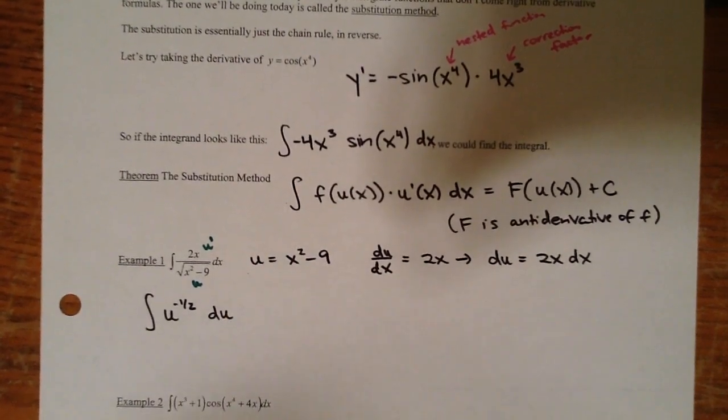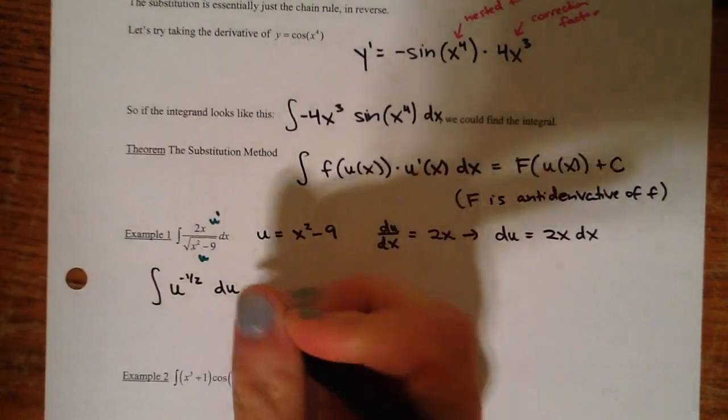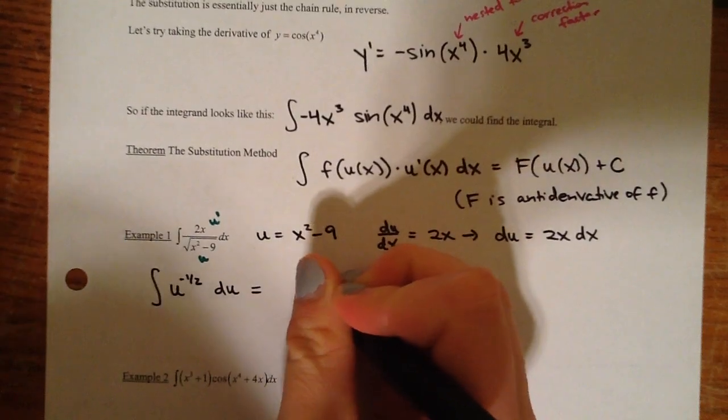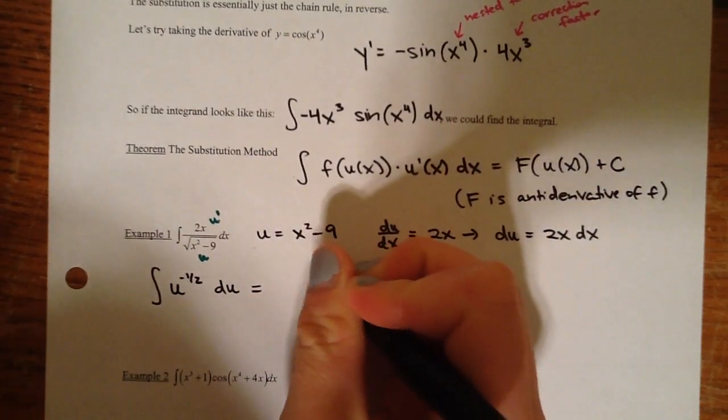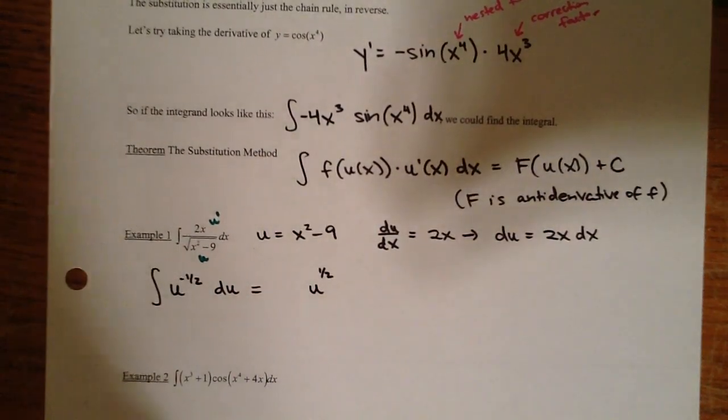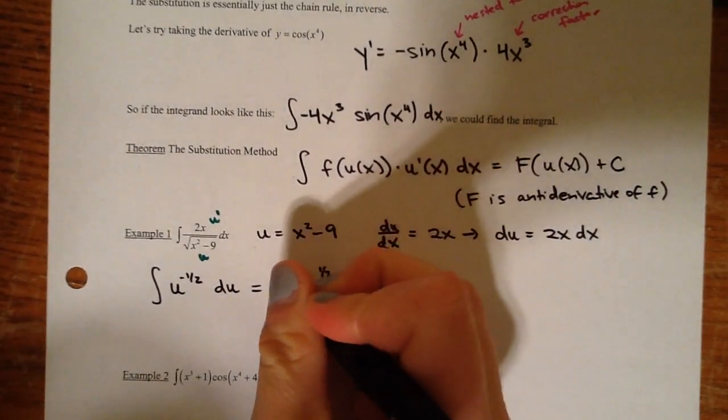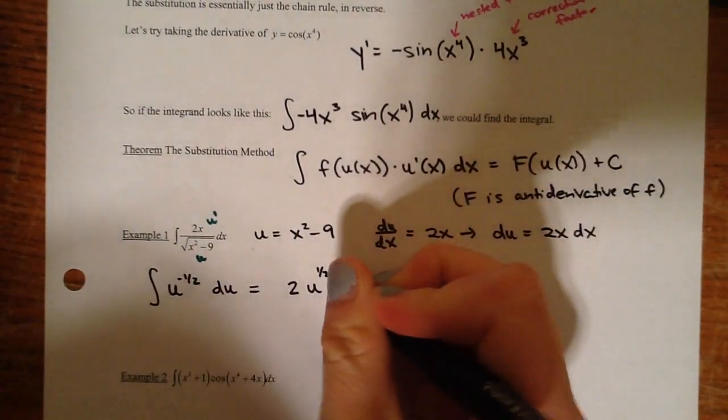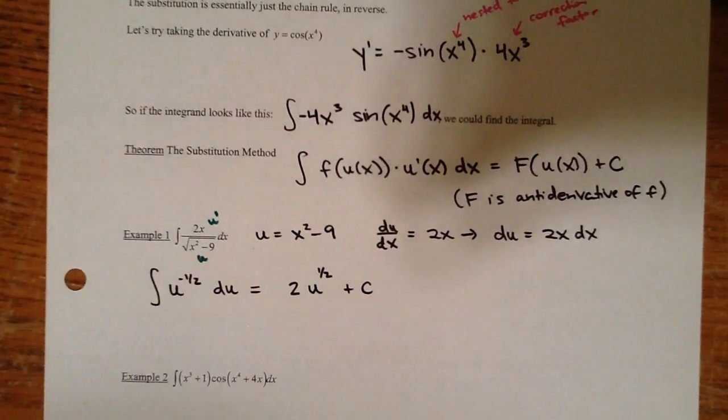Okay, so now let's take the antiderivative of this. Very, very simple. Much more simple than the one we started out with. So I start with u. My power pops up 1, up to 1/2. Then I divide by 1/2, so I end up with a 2 as my coefficient. And then I always have a plus c because it's indefinite integration.